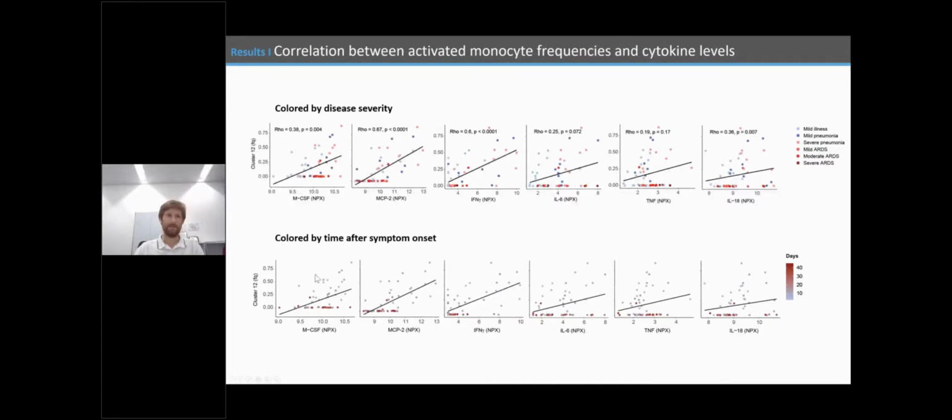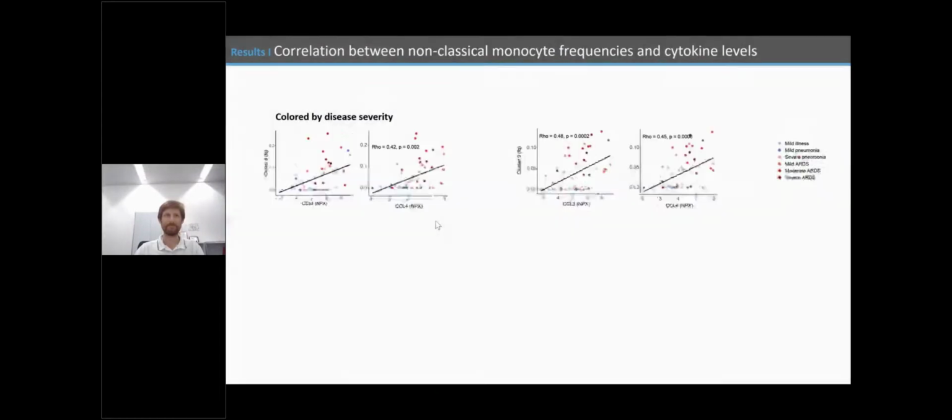We then also colored the patients in relation to the time after symptom onset. And we can see here that those patients that were analyzed early on are driving this relationship. And we can also see up here that there's an early stage signature that shows us this association between the CD169 cluster 12, that's the cluster we looked at, and MCSF, MCP2, and interferon gamma. And also we see a relationship more to the mild cases than to the severe cases.